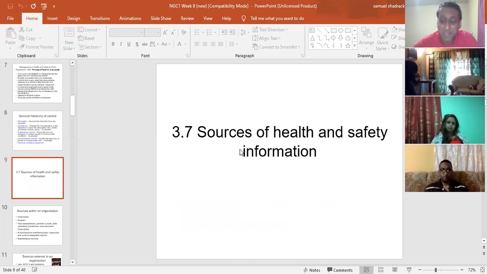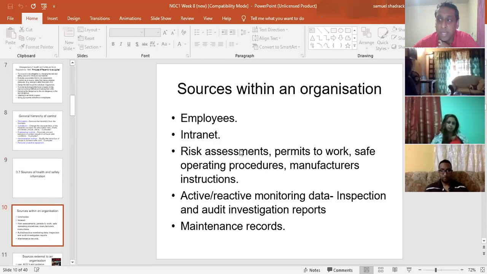Sources of health and safety information. This is very simple. These are the sources of information within the company. Can't get easier than that. What are sources of information within a company? The idea is, your very employees are a source of information. The risk assessments that you do, any inspections, anything that you document is a source of information, maintenance records, the intranet, etc.